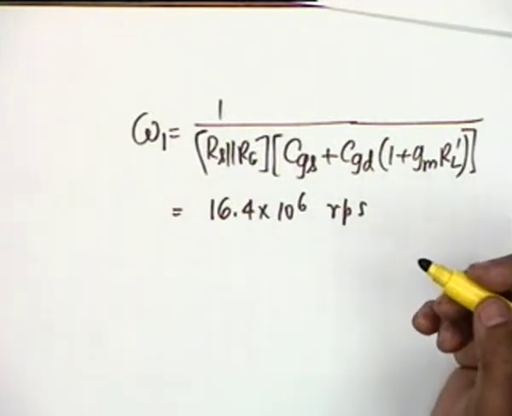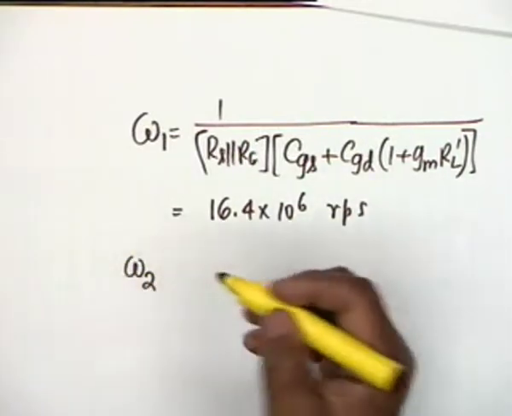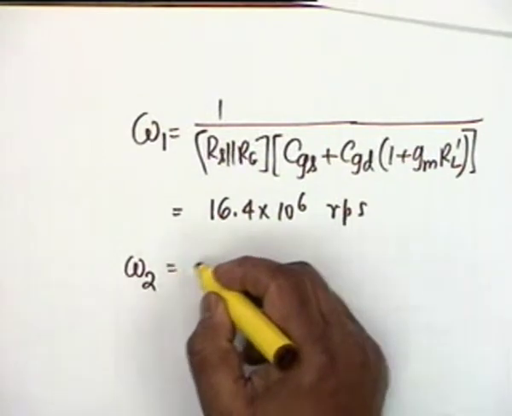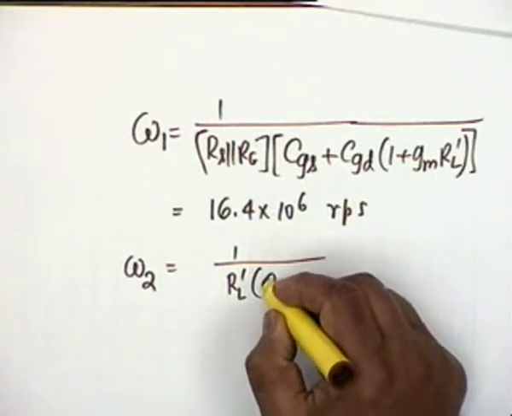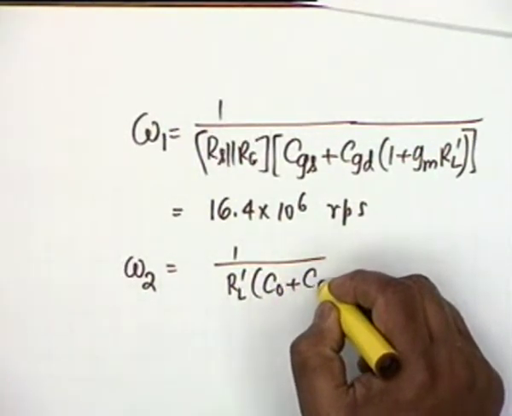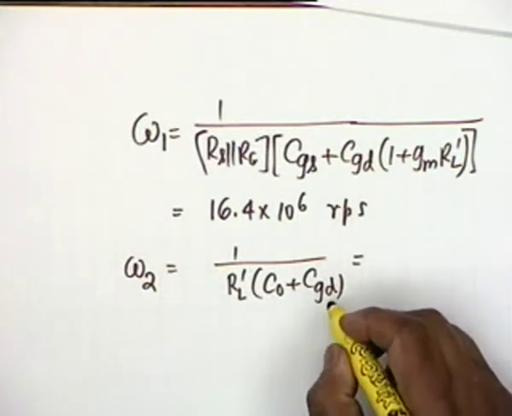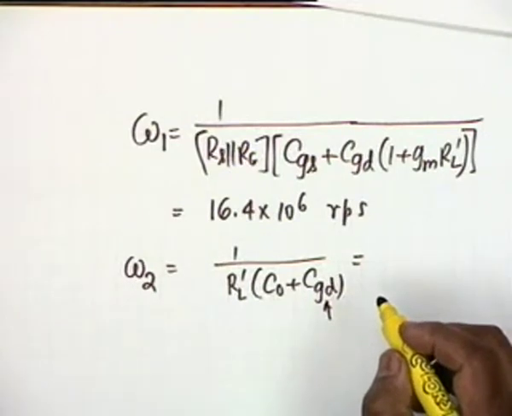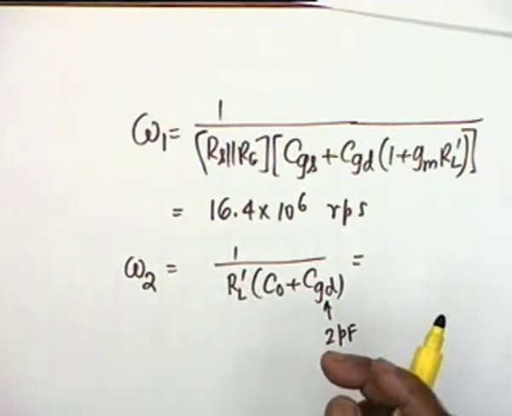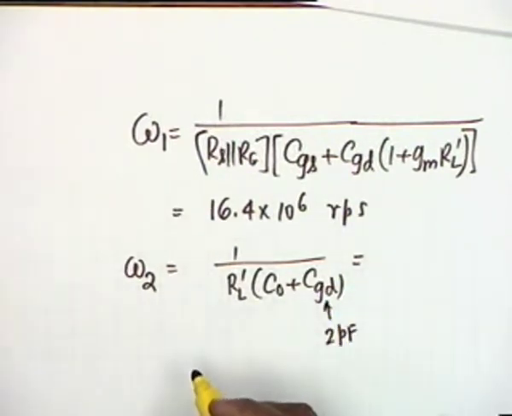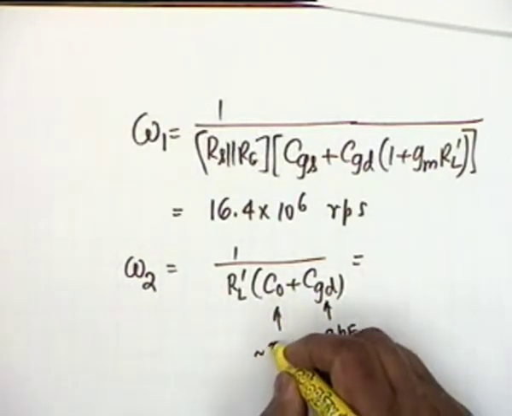It is of interest to know whether this dominates or not. That is, it is of interest to calculate omega 2 also. Omega 2 is given by 1 over RL prime, then C0 plus CGD. It has not been given. So what is given is CGD. How much was given? 2 pF. C0 will be comparable to CGD. So even if this capacitance C0 plus CGD, let's assume it to be 3 pF.